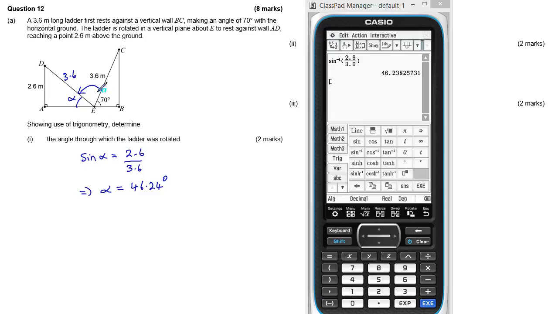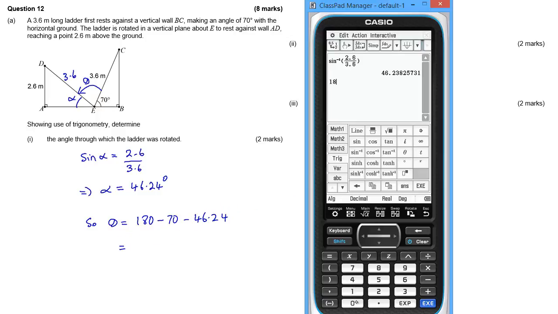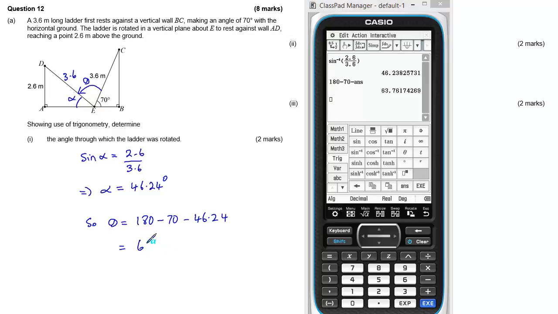So the angle of rotation, let's call that theta. So theta is going to be 180, take away the 70 we had, take away 46.24. So 180, take away 70, take away the last answer, gives us 63.76 degrees. Correct to 2 decimal places. We won't ask for a particular number of decimal places, so that will do nicely.